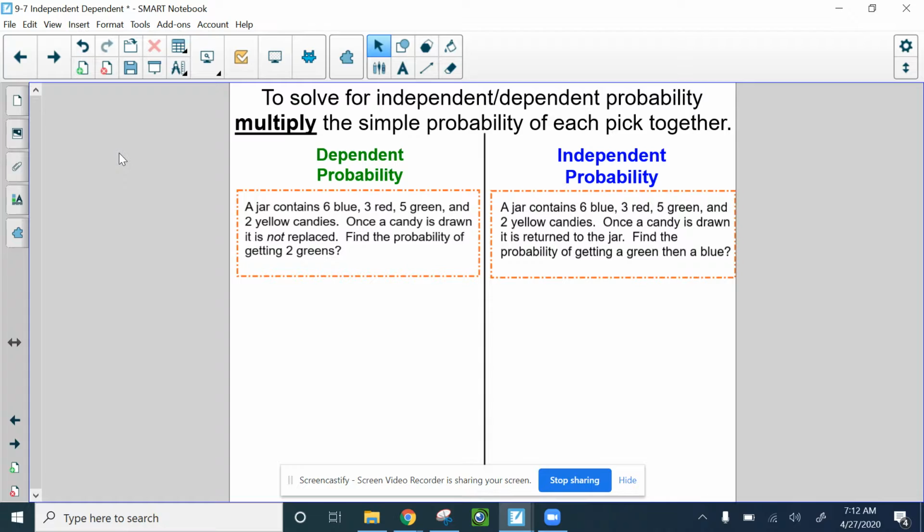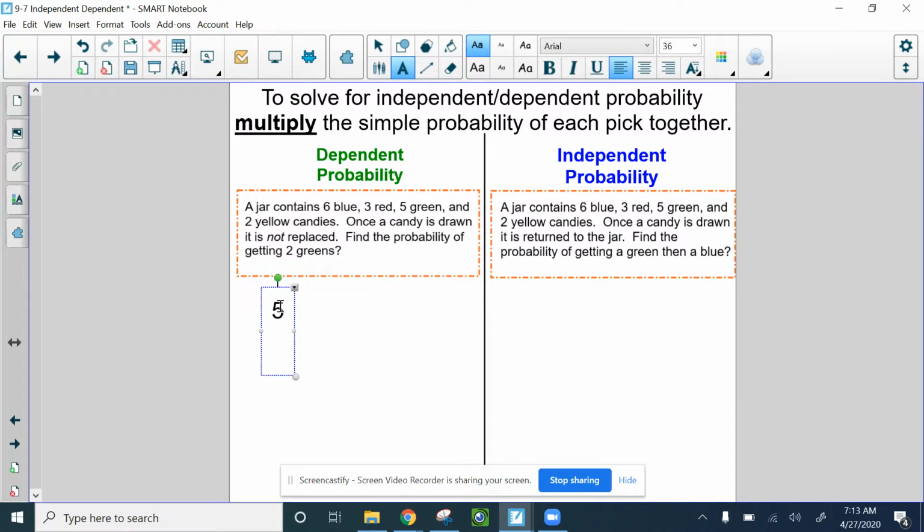So when I want to solve for independent or dependent probability, I want to multiply the simple probability of each pick together. So in my example, that was a dependent probability from the previous page, I want to know what happens when I want to find the probability of getting 2 greens when a candy is not replaced. So if I look at my first one, 5/16 is my probability of getting a green the first time. I have 5 green and 16 total marbles, so my probability would be 5/16.